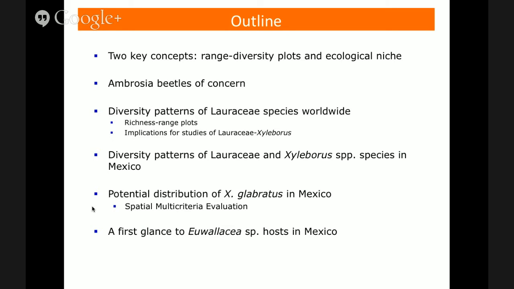Finally, I'll show some of the potential ranges of plant species that have been affected in California that are also in Mexico, and where the second beetle species, Wallacea, can be introduced in Mexico, can be spreading to Mexico through the border. No?